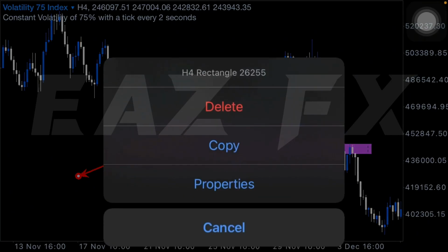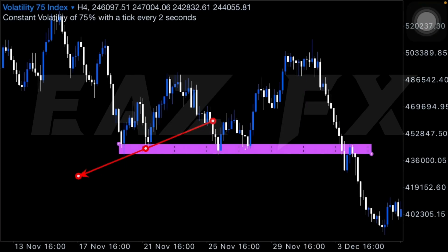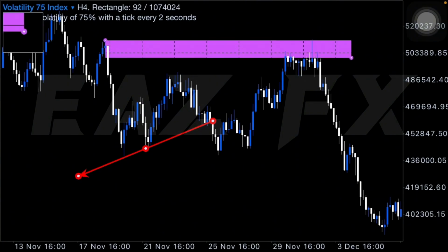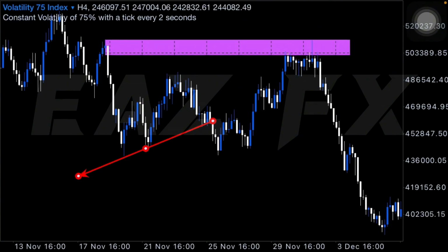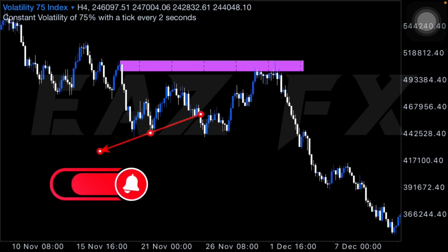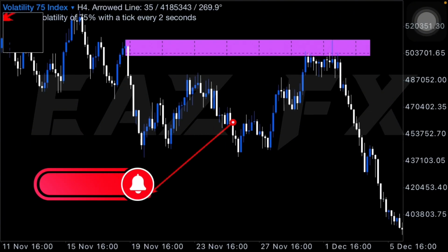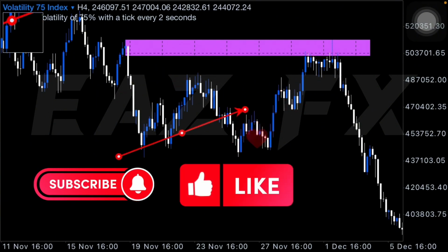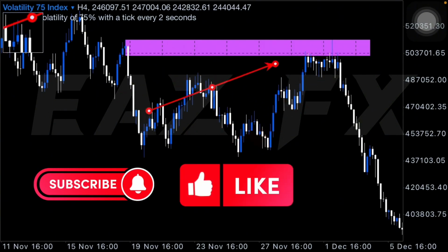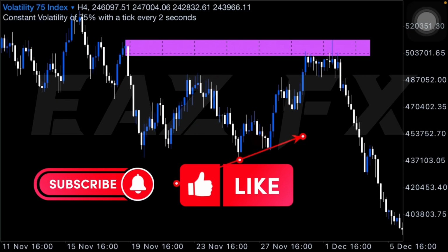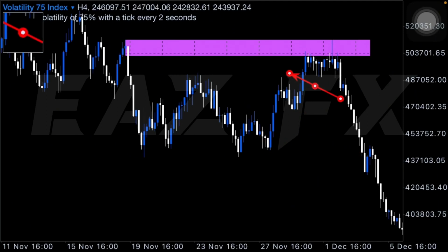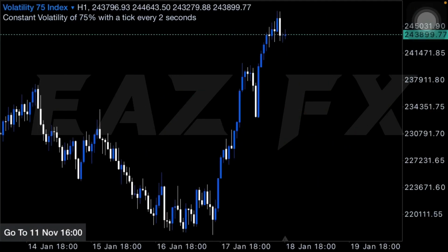So I'll copy this. I'll not even copy, I'll move it. Alright, so price retraces to this level. Okay, price retraces to this level. Pay attention to this side because there's a trading opportunity here I need to show you as well. So this is the 4 hour. Yeah, I'm going to go to the 1 hour.